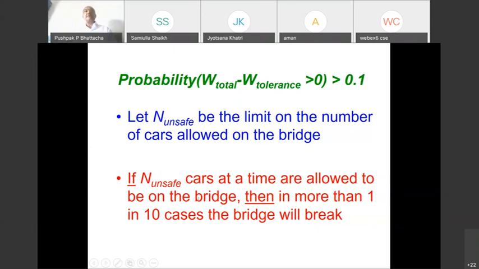I can translate this into an English statement. If n unsafe cars at a time are allowed to be on the bridge, then in more than 1 in 10 cases, the bridge will break. So I want to work backward from this mathematical framework and get the value for n unsafe. This probability of W total exceeding W tolerance being more than 0.1 gives a situation of more than 1 in 10 cases, the bridge will break. That is the mathematical expression.